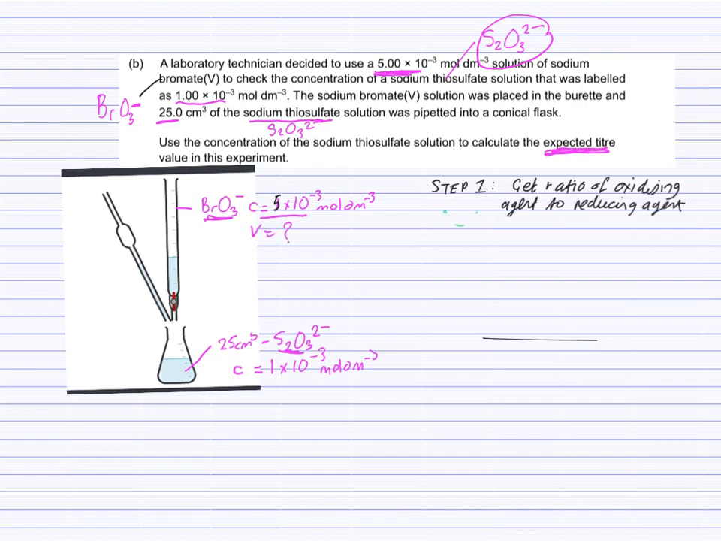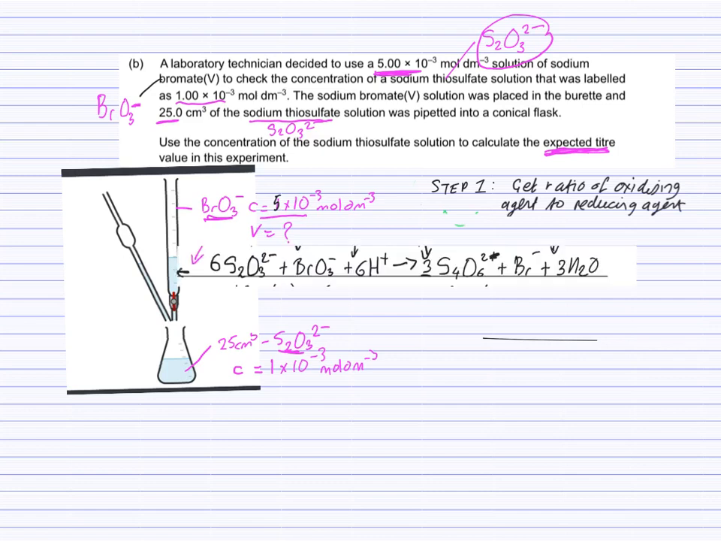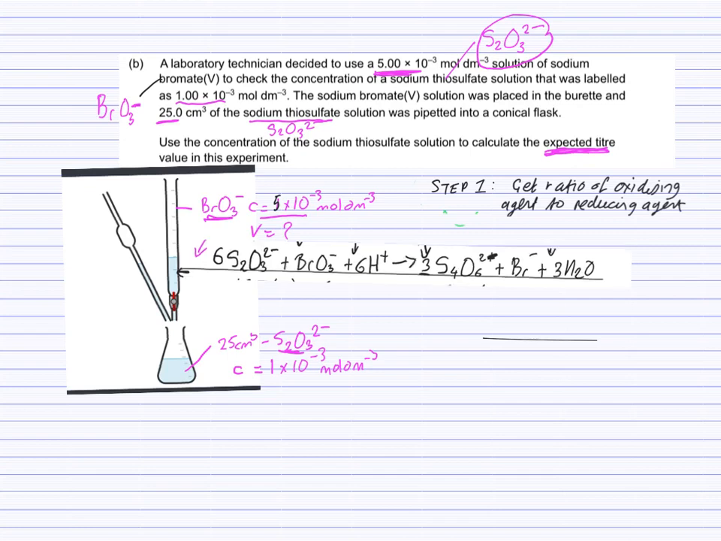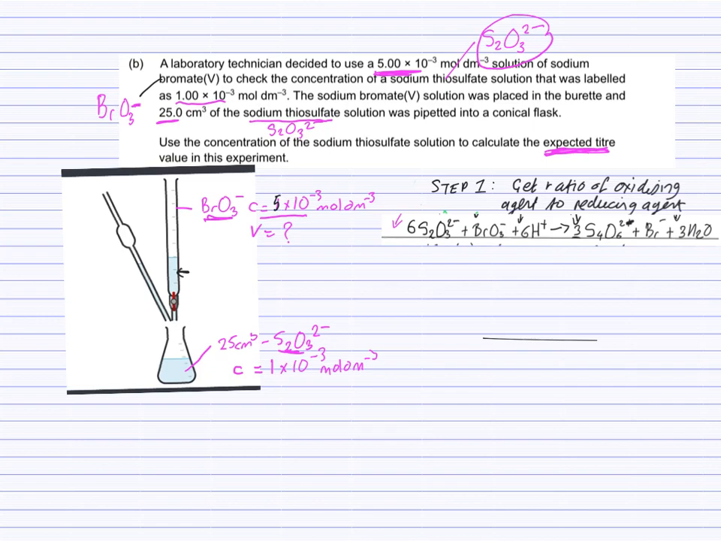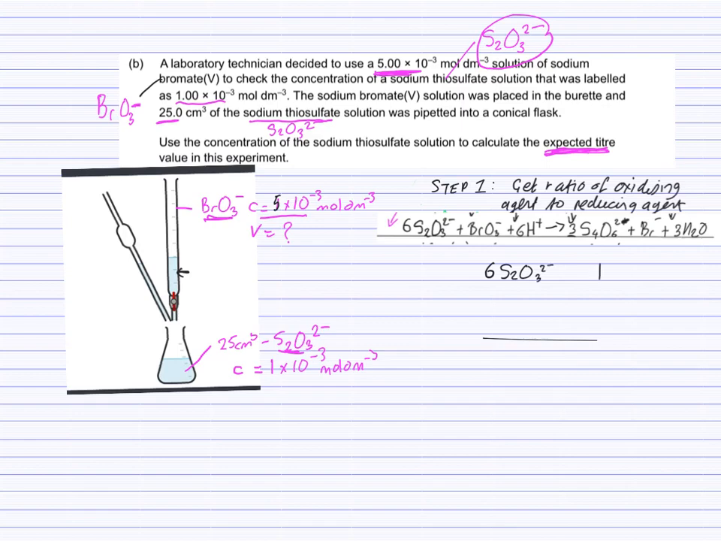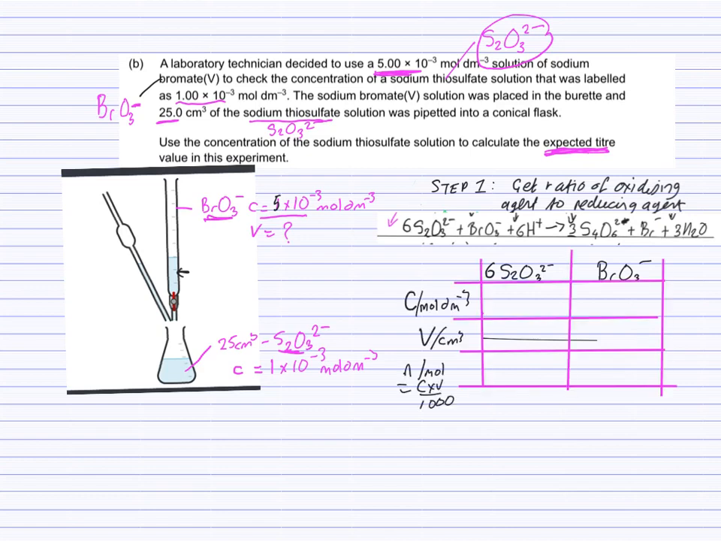The titer is the volume of the bromate 5 that's coming out of your burette. So what we're now going to do is find the ratio of the oxidizing agent to reducing agent from the balanced equation we had in the previous part of the question. What we can see here is that 6 moles of the S2O3, the thiosulfate, so that's the sodium thiosulfate, we leave out the sodium because it's a spectator ion, to every 1 mole of the sodium bromate 5. Again, we leave out the sodium because it's a spectator ion.